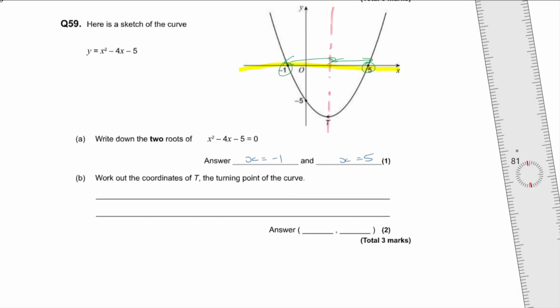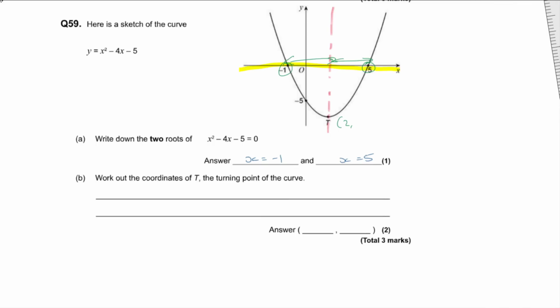So what's halfway between minus 1 and 5? Well, minus 1 plus 5 is 4, divided by 2 is 2. Okay, so the x coordinate is going to be 2. And then the y coordinate we could find by subbing x is 2 into the equation. So we could say the y value is 2 squared minus 4 lots of 2 minus 5. Okay, just subbing x is 2 into the equation and working out what that is.